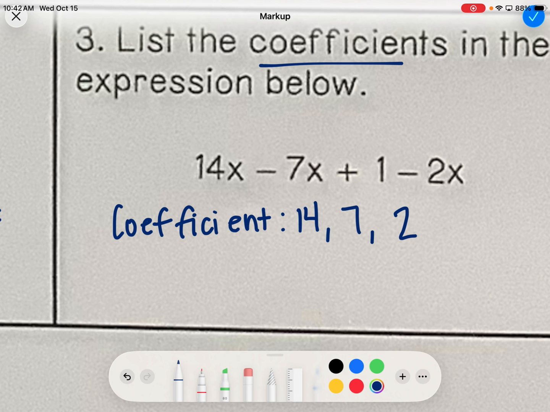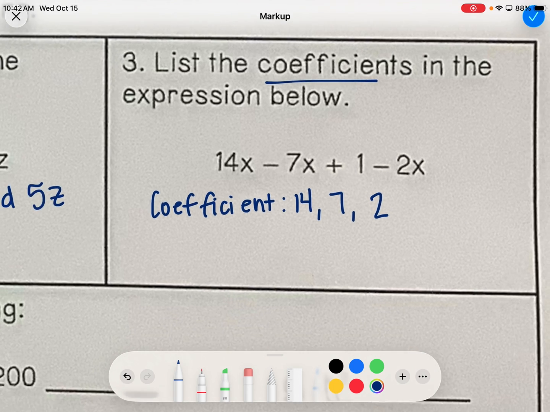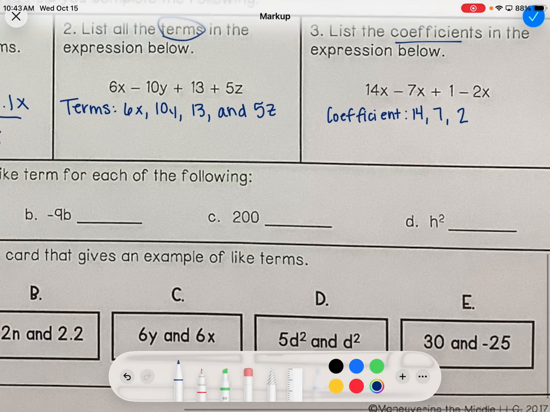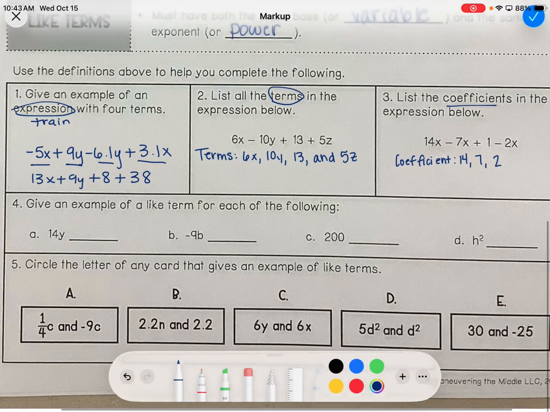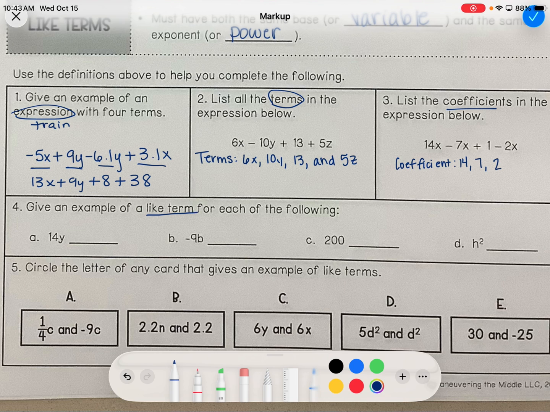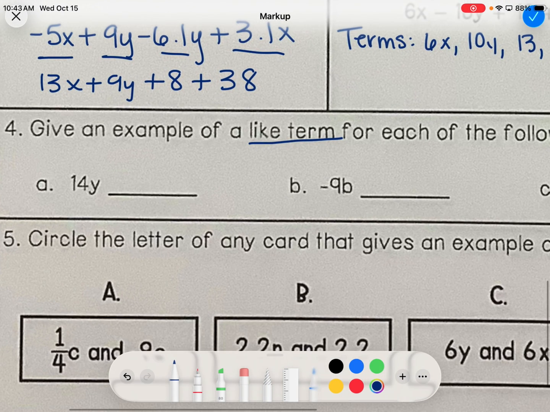And yeah, we can debate whether it's negative or positive. I'll get to that, okay? So next, it says, give an example of a like term. Remember, for like terms, they have to have the same variable and then the same exponent. I'm just going to put EXP, exponent.